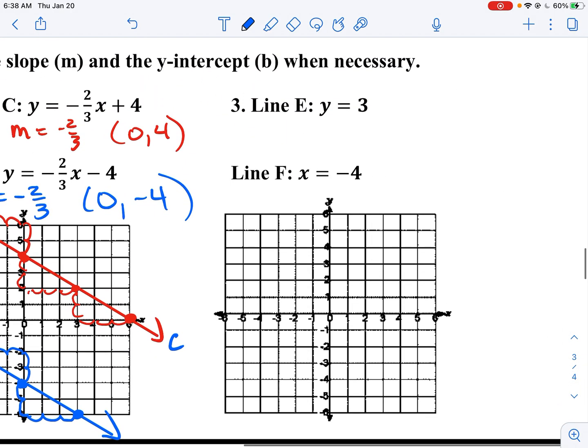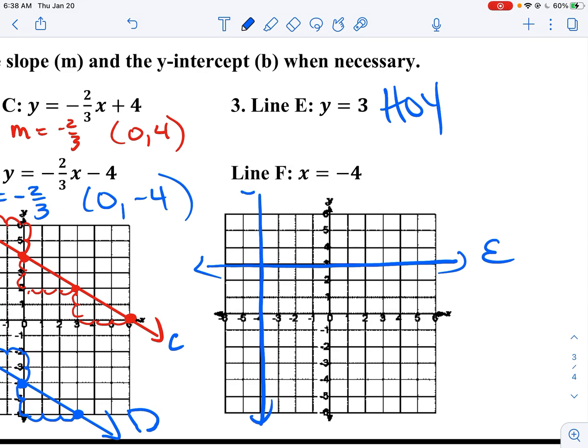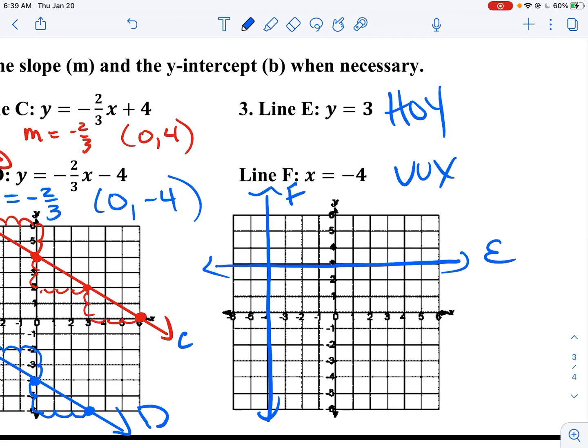And last but certainly not least, oh, and I didn't label that one D. Remember, if it's HOI, it's a horizontal line at 3. So horizontal line at 3 is E. Vertical line at negative 4 is right here, because this is VUX, and that's F.